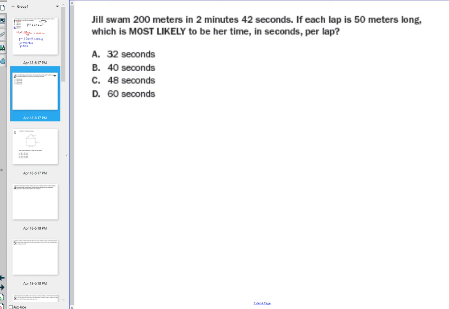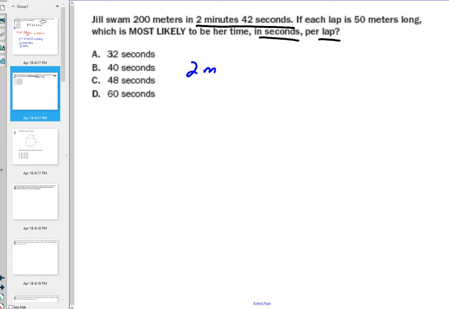So let's see. You don't have to be this fancy, but if you want to be this fancy, we want seconds per lap. We'll convert minutes and seconds into only seconds. So here, let's do that one first. That one probably will be easier for you.